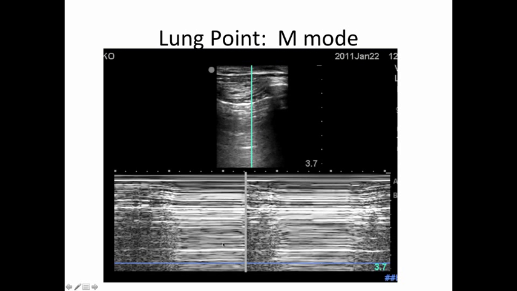This is another example of a patient. This is the same one that I showed you earlier. So you can see here clearly there's Seashore Sign here, followed by stratosphere sign, and alternating here. So very specific for pneumo.